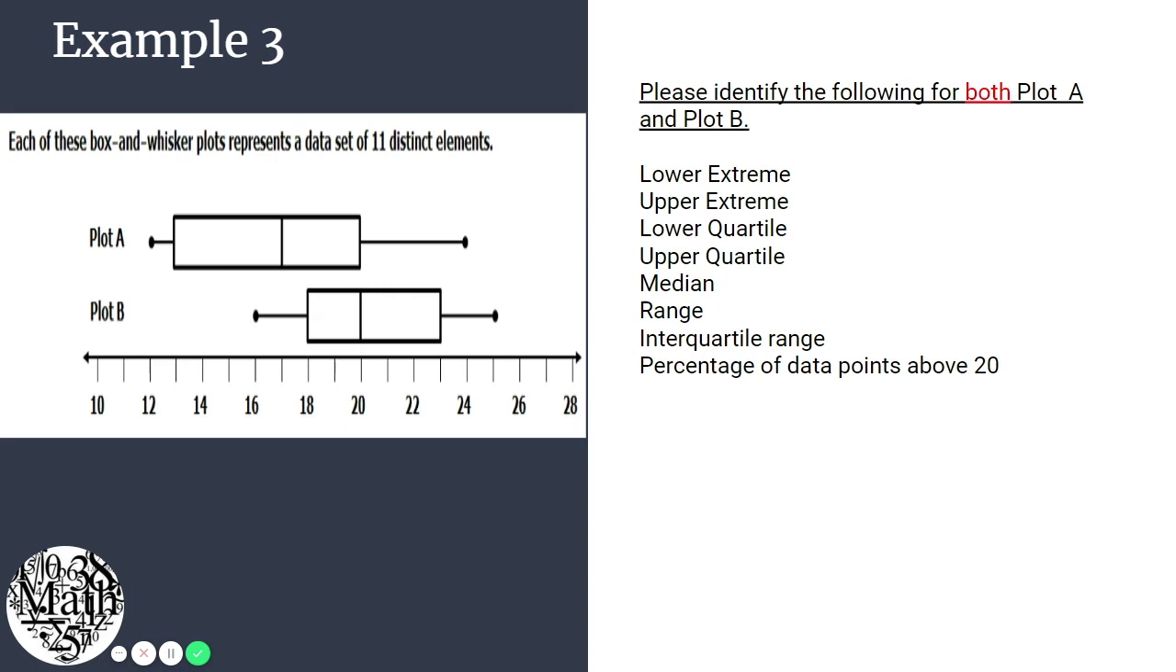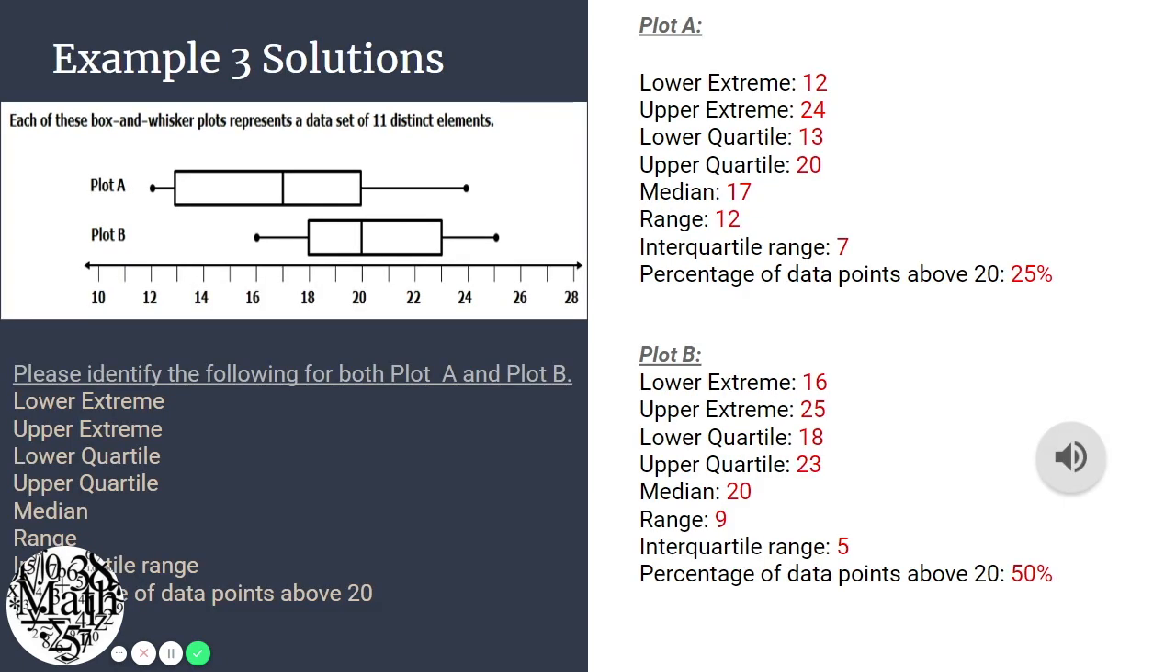And our final example for today, you are given these box and whisker plots that represent a data set of 11 distinct elements. All right, so we have plot A and plot B. For each of these plots, we want you to identify the 5-number summary, the range, the interquartile range, and the percentage of data points above 20. So again, for both plot A and plot B, we want you to find all of these answers. When you are finished writing them down on your paper, please continue this video and we will review the solutions with you.